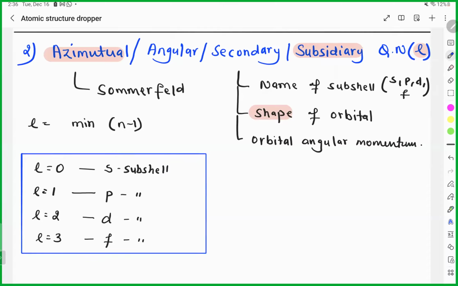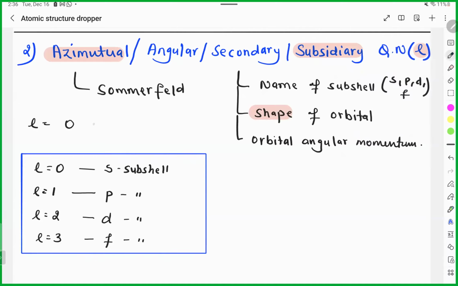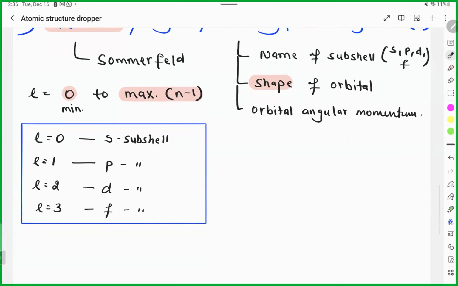Correct? So, no. This is not minimum, maximum, guys. Minimum could be 0 because there are only 4 values. So the value of L minimum could be 0 to maximum n minus 1. My bad. If you wrote this, make the correction carefully. Minimum value 0, maximum value n minus 1. Any doubt? If there is no doubt, you can understand an example if n value is equal to 1.